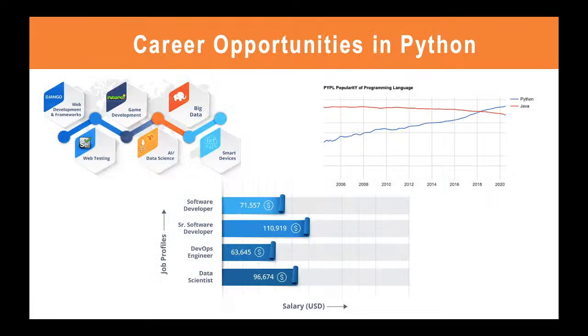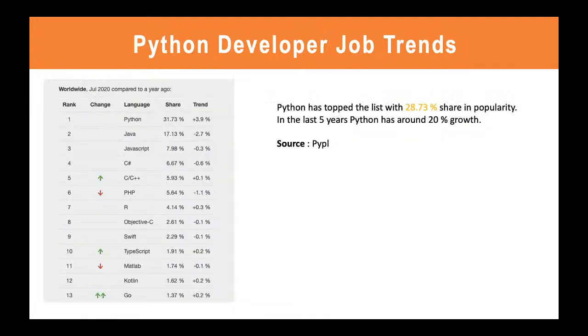We'll see what career opportunities you get in Python. There are a lot of careers you can make in Python. The most important competitor of the Python language is Java, as you can see in the graph with Python and Java, so you can differentiate between them. There are some job roles and job profiles, and we'll see them one by one.